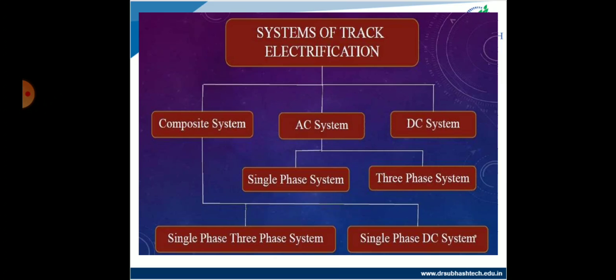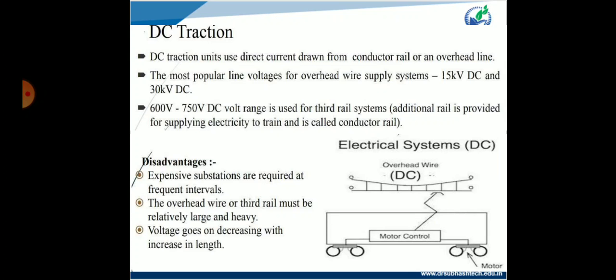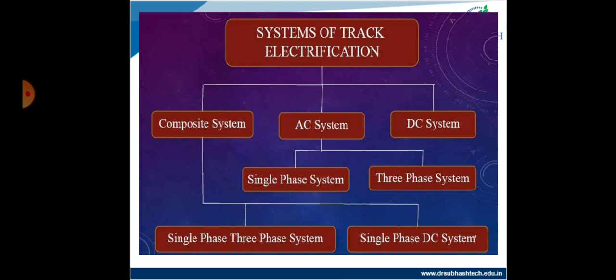The sub parts of AC system are single phase system and three phase system, and the third main part is the composite system. The composite system is divided basically into two types: single phase AC to DC system and single phase AC to three phase system. This is the system of track electrification. Now each and every part, DC system, AC system and composite system, we will see further.